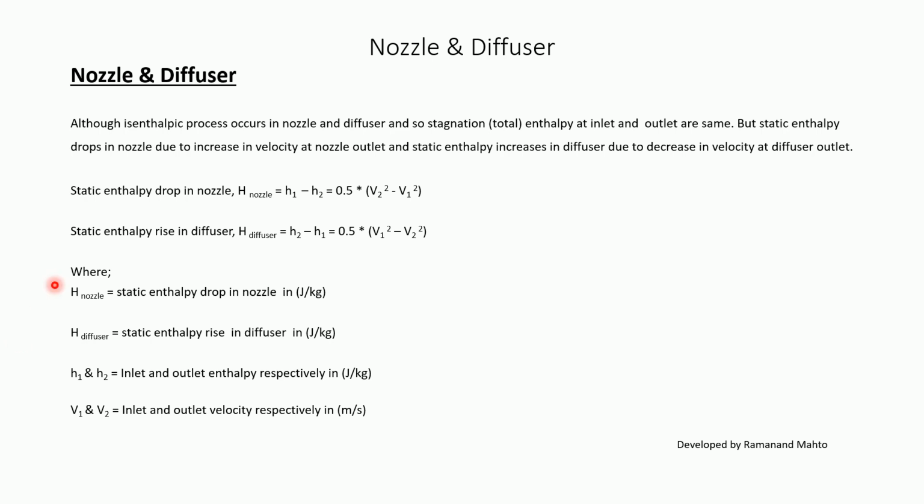The static enthalpy drop in nozzle, we can write H nozzle is equal to h1 minus h2 is equal to 0.5 into bracket start V2 square minus V1 square bracket close, and the static enthalpy rise in diffuser H diffuser is equal to h2 minus h1 is equal to 0.5 into bracket start V1 square minus V2 square bracket close, where H nozzle is static enthalpy drop in nozzle in joule per kg, and H diffuser is static enthalpy rise in diffuser in joule per kg, small h1, h2 are inlet and outlet enthalpy, and v1, v2 are inlet and outlet velocity in meter per second.